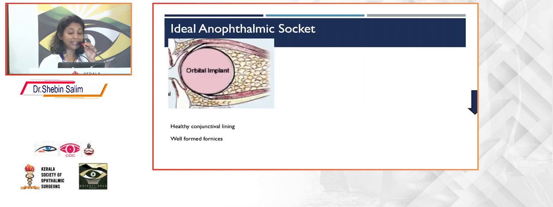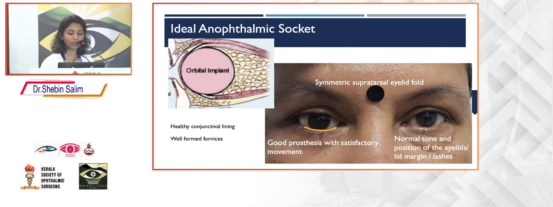Now, what is an ideal anophthalmic socket? It should contain an adequate size orbital implant with a healthy conjunctival lining and well-formed fornices. And there are a few other criteria also, including a good prosthesis with satisfactory movement, a symmetric supratarsal eyelid fold, normal tone and position of the eyelids and lid margin and lashes.